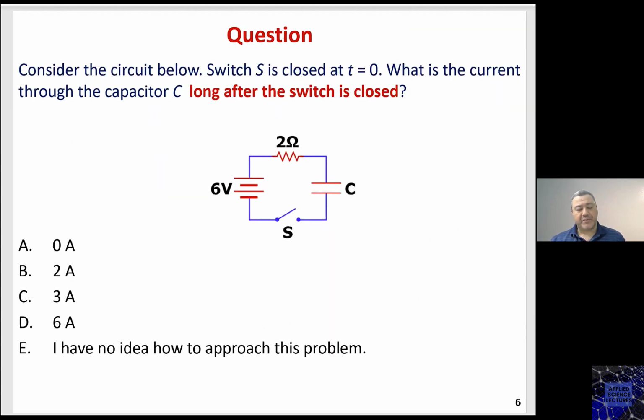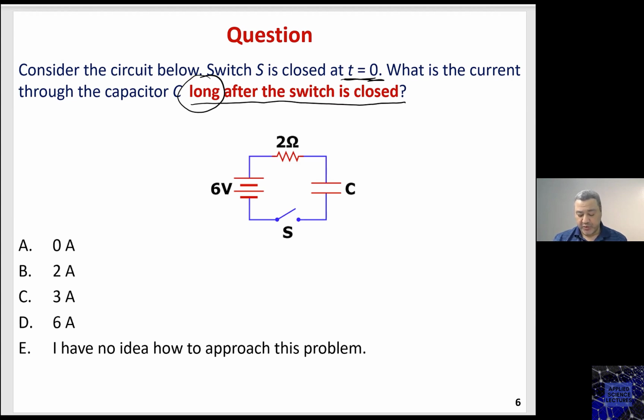Now, after we explained what's happening for the capacitor from the first moment when we close the switch till we left the switch closed for a long time, we can come now and do this question. In this question, it reads the following: consider the circuit below. Switch is closed at t equals 0. What is the current through the capacitor C long after the switch is closed? So here, when we see the word long, it means t is going to infinity.